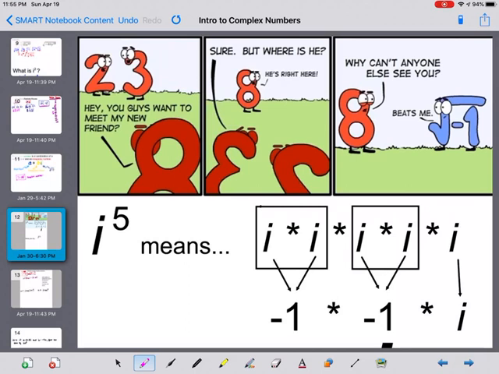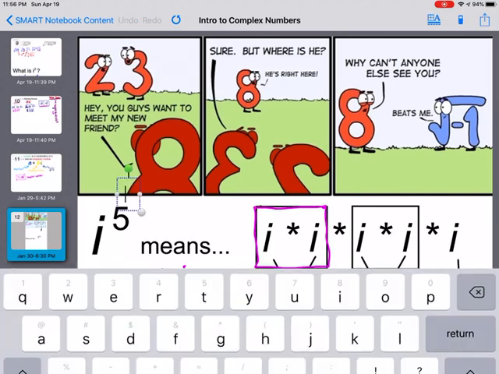So if we're doing i to the 5th power, just to make sure my volume's all the way up, I'm going to write it out. So, i to the 5th power just means i 5 times: 1, 2, 3, 4, 5. Just like if it was x to the 5th, I would write x out 5 times. Now I'm going to be grouping. So remember that i times i is going to be negative 1.